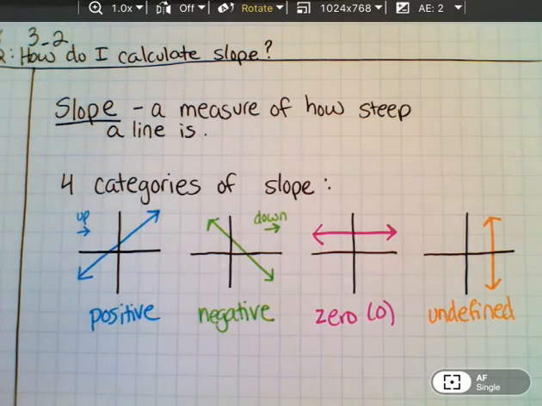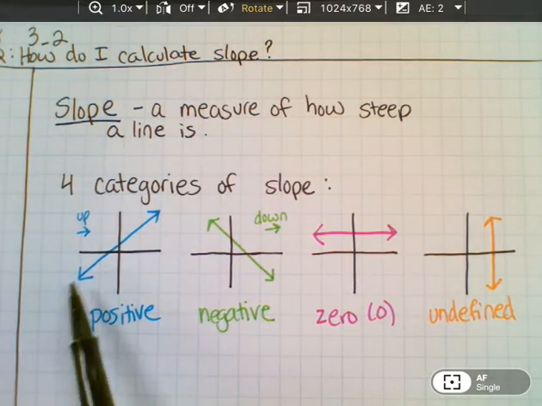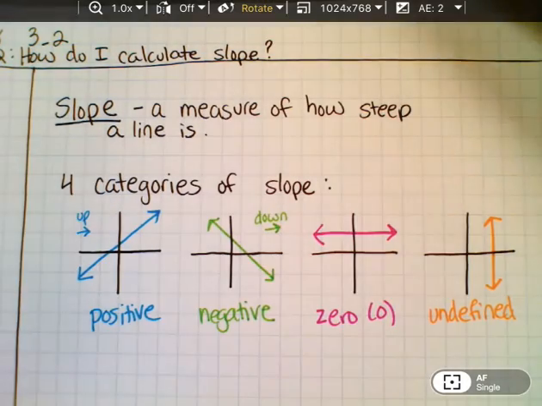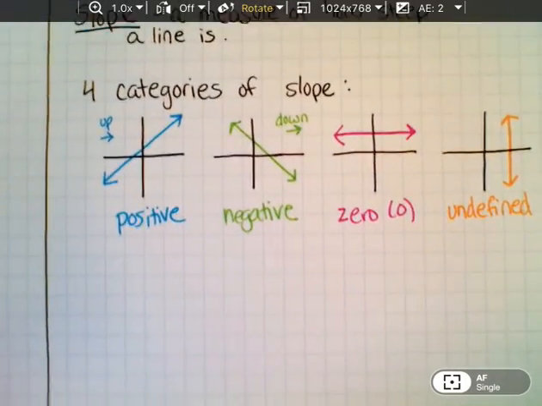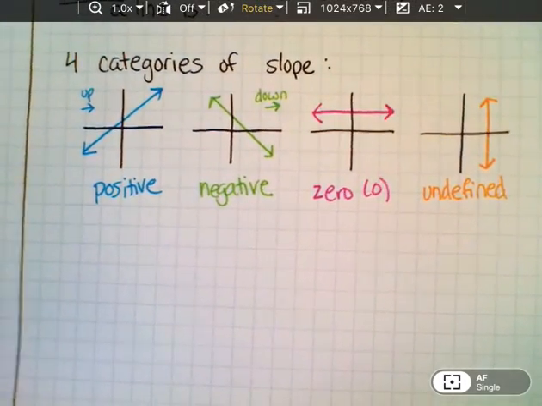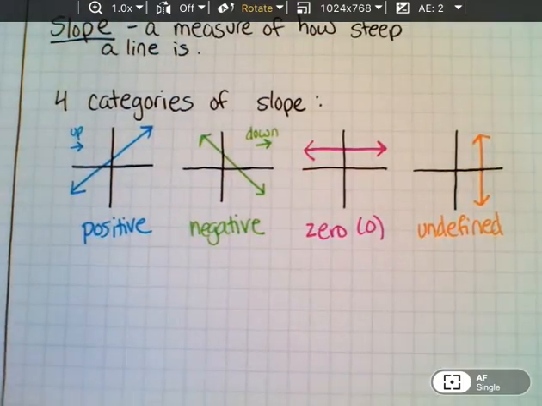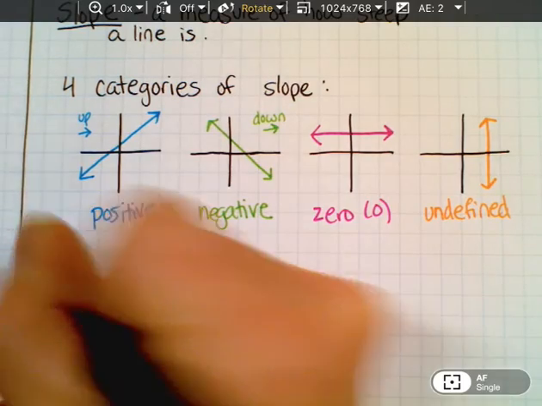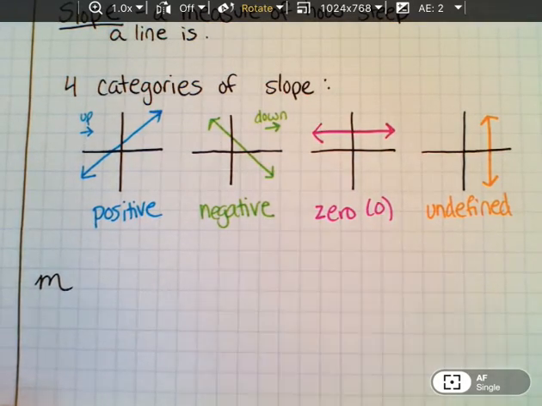So we know that the steeper a line is, the bigger the slope, and we know that if it goes up and to the right, it's positive. If it goes down and to the right, it's negative. But there are times when we need to actually calculate the exact slope. So not just positive or negative, but like, what is it? Is it 2/3? Is it -1/4? And so we need to kind of talk about how to calculate it.